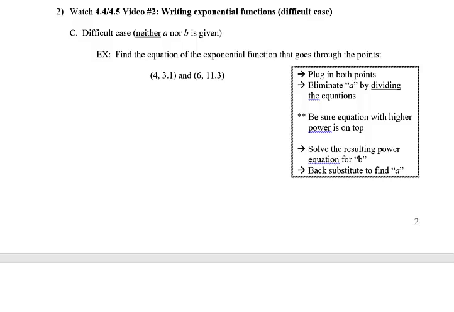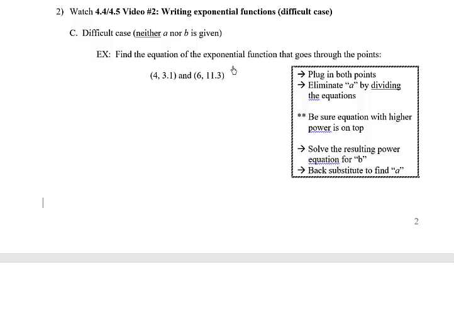This is video number 2 for sections 4.4 and 4.5, writing exponential functions, the difficult case. So what we're going to do now is consider the situation where you're trying to write the equation of an exponential function, but you don't know the values of a or b. Neither of them is given to you. Take a look at our example problem.